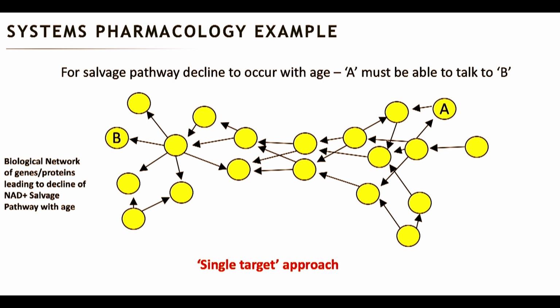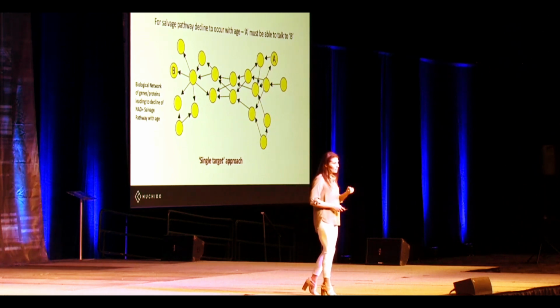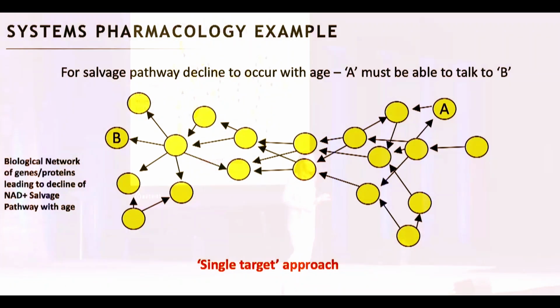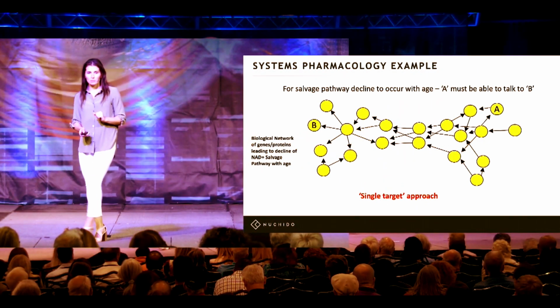And let's just say that in order for your salvage pathway to decline in the cell, for this biology to occur, A, this protein over here, needs to be able to talk to B. If that can happen, your salvage pathway declines, your NAD goes down. So what do you think is going to happen if we just try and do one thing? So we just try and remove one node from this network. Do you think it's going to have any impact?